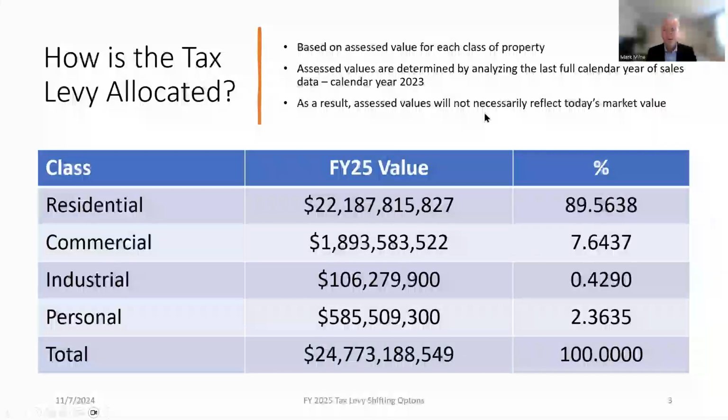So first, how do we allocate the tax levy? Well, it's based on the assessed value for each class of property. Assessed values are determined by analyzing the last full calendar year of sales data, which was calendar year 2023. As a result, these assessed values on the FY25 tax bills may not reflect current market value. And as this table illustrates, the residential property class comprises almost 90% of the town's total value, and the total residential class is just over $22 billion.